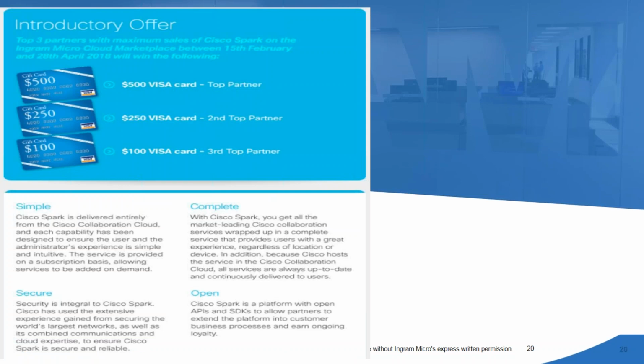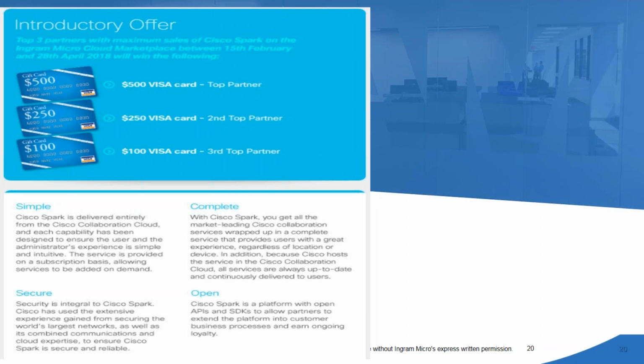Those of you that aren't aware of the offer that Cisco have done as part of this launch around Cisco Spark on the marketplace, we've got the introductory offer for our top 3 partners. For the top 3 sellers running between February and the 28th of April, we're offering a $500 Visa card for the top performing partner, i.e. the most number of sales, a $250 Visa card for the second, and a $100 Visa card for the third.